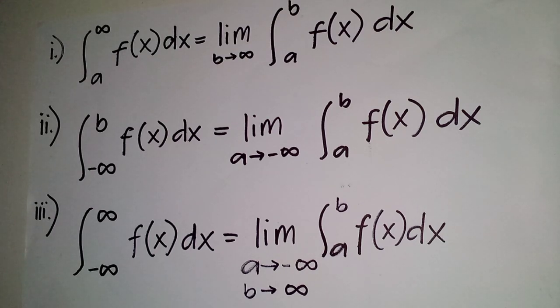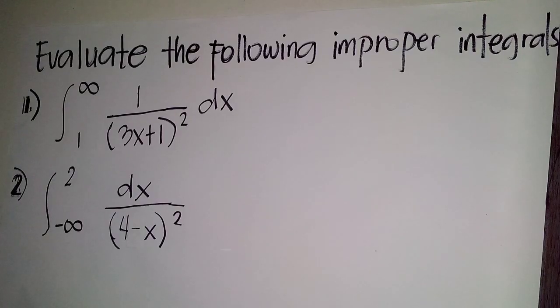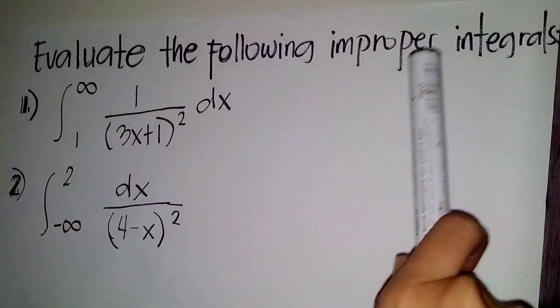And when we are evaluating an improper integral and we do get a finite number as an answer, then we can say the integral is convergent, meaning the limit exists. Otherwise, when we get infinity as the result, then the integral is divergent, meaning the limit doesn't exist. So let us solve some examples to illustrate these formulas for better understanding. Let us now evaluate the following improper integrals.